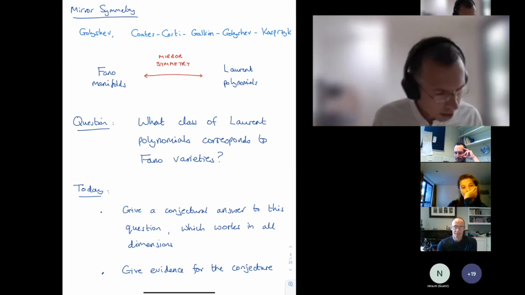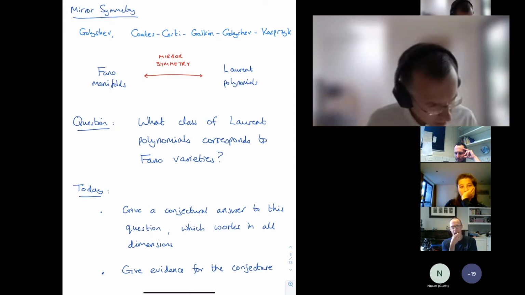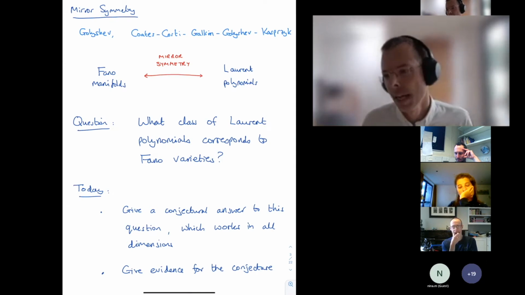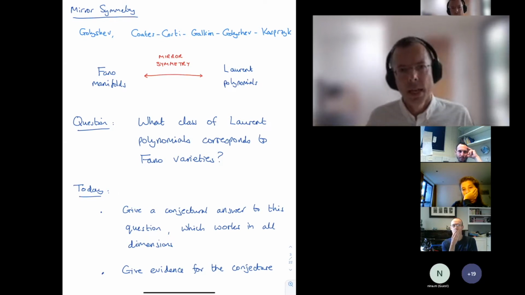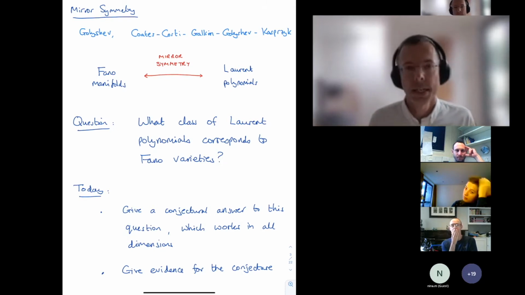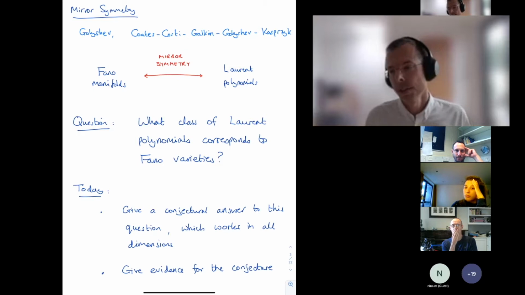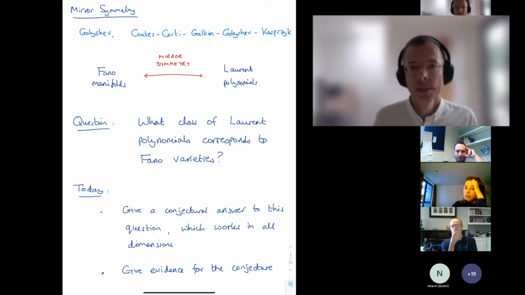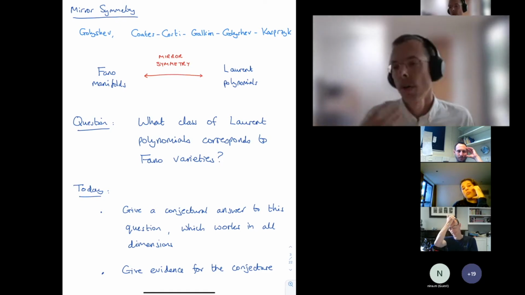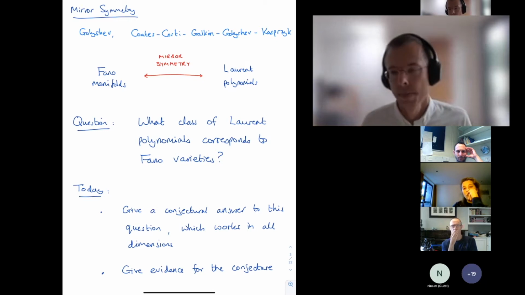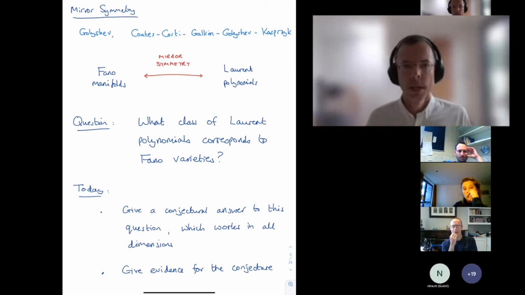And I guess a recent idea which grew out of work of Golyshev and out of the work of Alessio Corti and his group at Imperial is that mirror symmetry gives you a close connection between Fano manifolds on the one hand and Laurent polynomials on the other hand. So in a precise sense that we'll describe in a moment, Fano manifolds correspond conjecturally under mirror symmetry to Laurent polynomials.